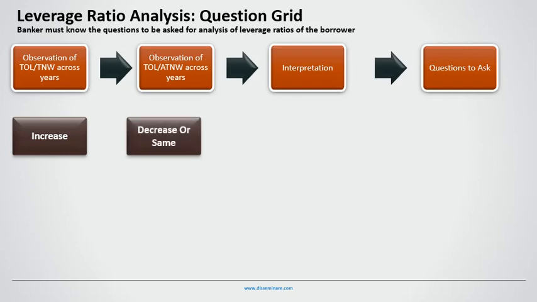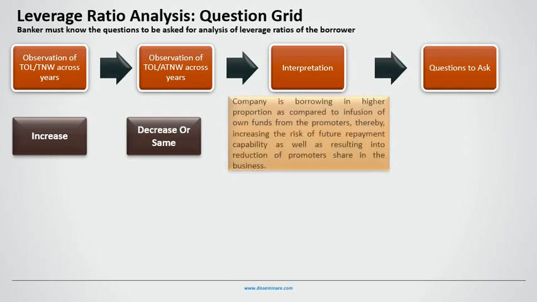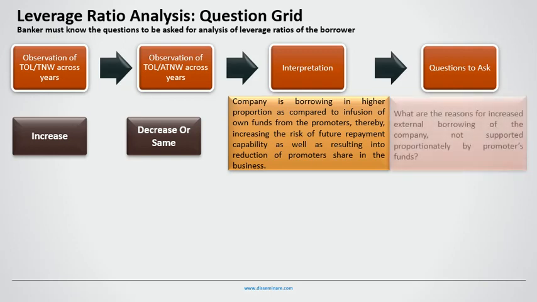In such case, the interpretation is company is borrowing in higher proportion as compared to infusion of own funds from the promoters, thereby increasing the risk of future repayment capability as well as resulting into reduction of promoters' share in the business. The banker must ask the borrower the following. 1. What are the reasons for increased external borrowing of the company, not supported proportionately by promoters' funds?